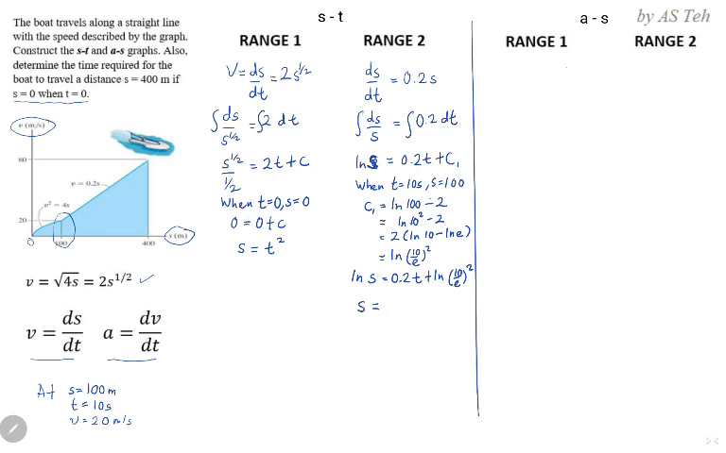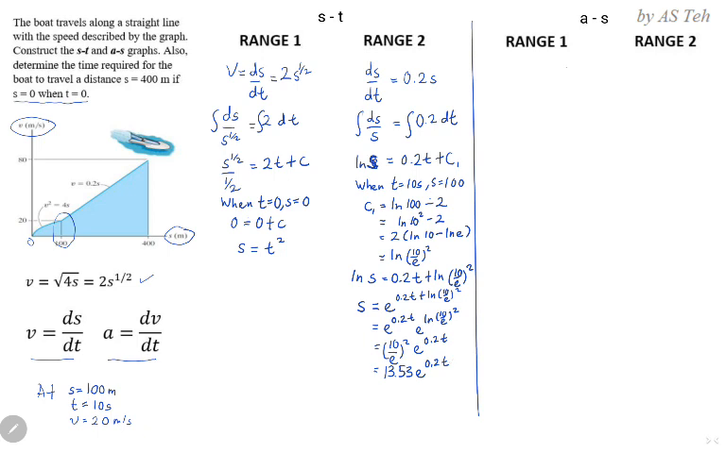So s will be e to the power of this whole term here, 0.2 t plus log 10 over e squared, which I can then separate out, e to the power of 0.2 t and also e to the power of log 10 over e squared, which would then give me 10 over e squared e to the power of 0.2 t, and this value here is actually 13.53 e to the power of 0.2 t.